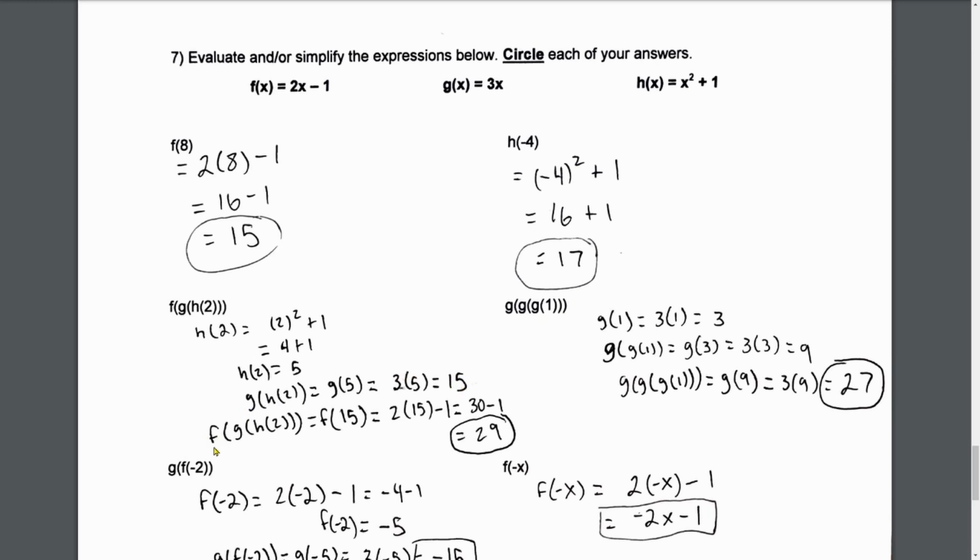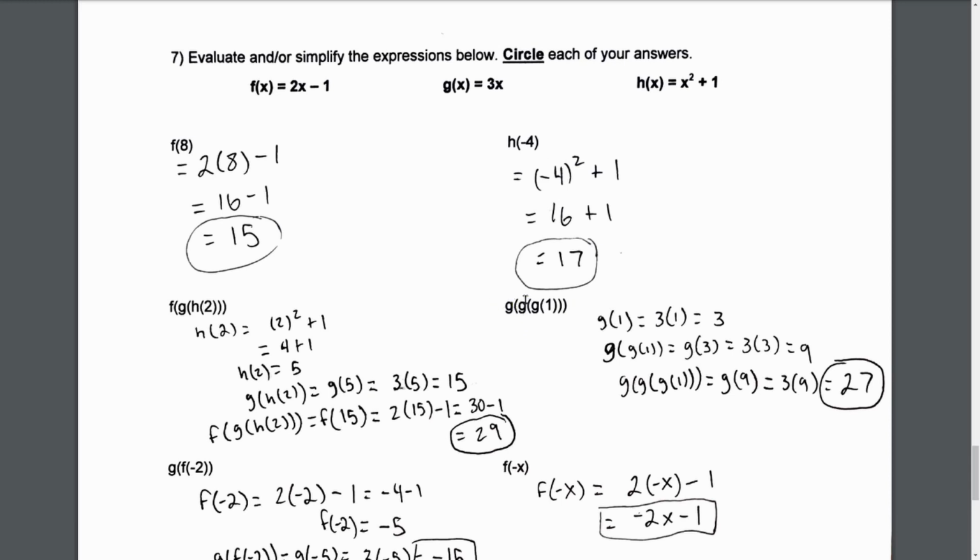So if we evaluate f of g of h of 2, we have f of 15, and we just plug in 15 into this function. So 2 times 15 minus 1 equals 30 minus 1, and that equals 29.